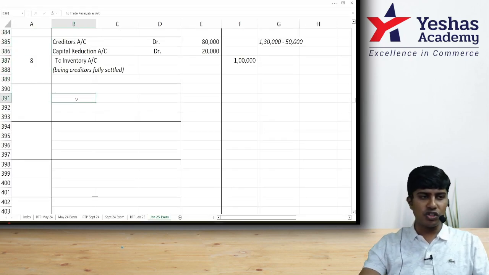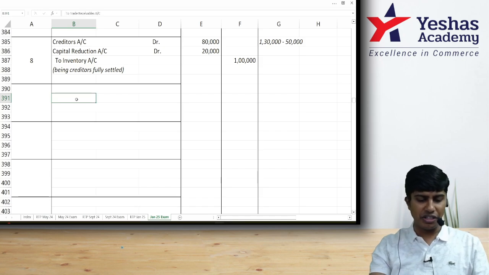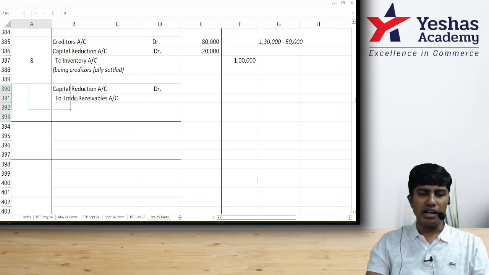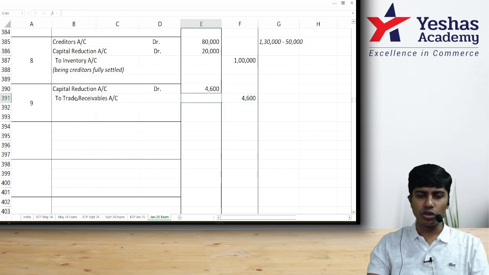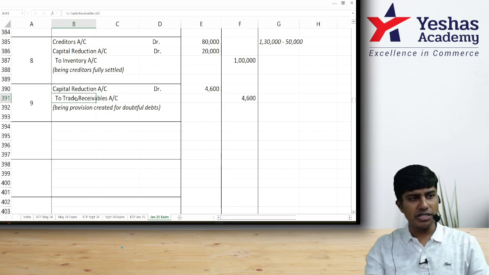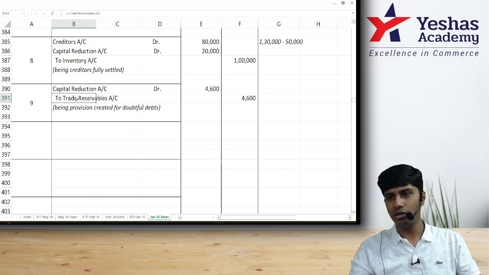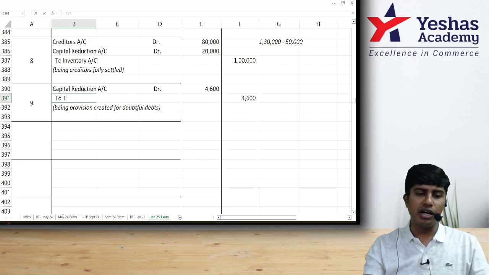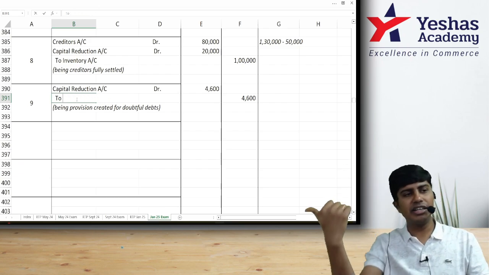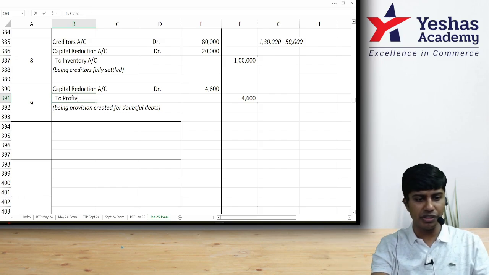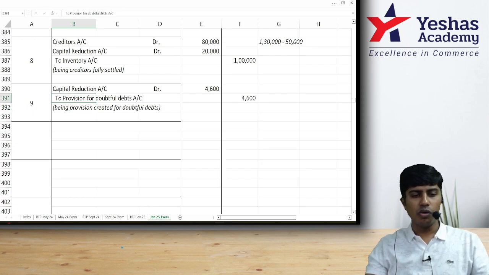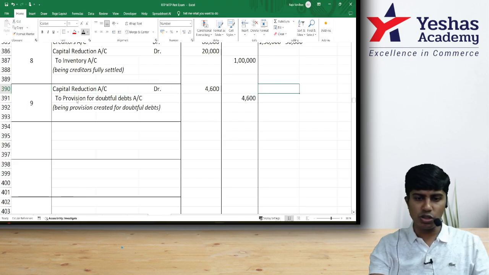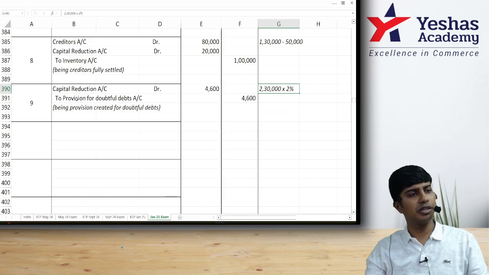I will credit our trade receivables. I can actually credit provision for doubtful debts also. I will debit capital reduction. It will be 4,600. Instead of trade receivables, I can write capital reduction account debit to provision for doubtful debts account. In fact, that will be wiser. And when I prepare our balance sheet, I will deduct that provision from my trade receivables. How did I get this 4,600? It is debtors of 2,30,000 multiplied by 2%.